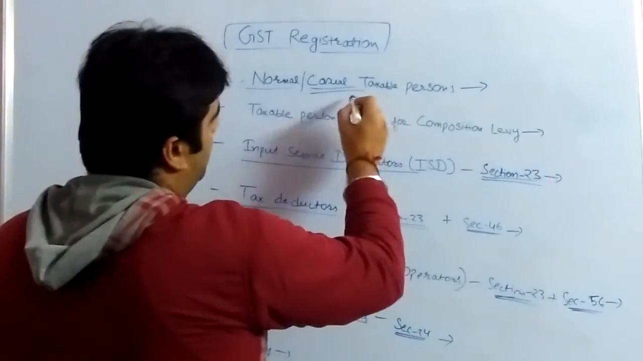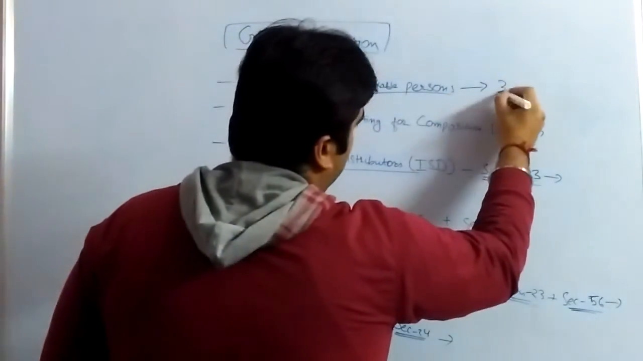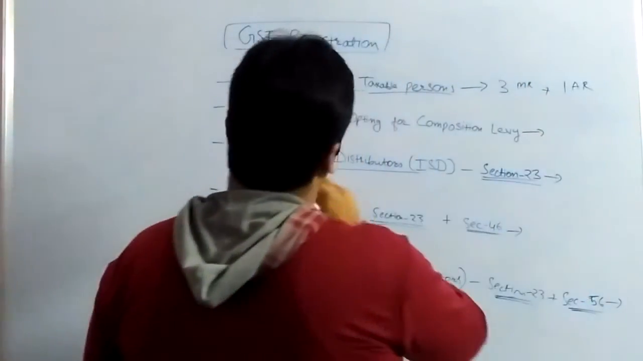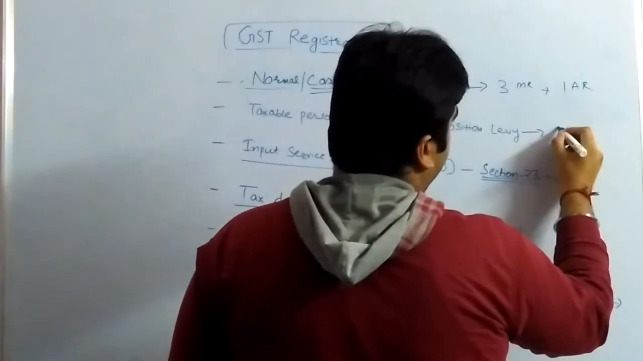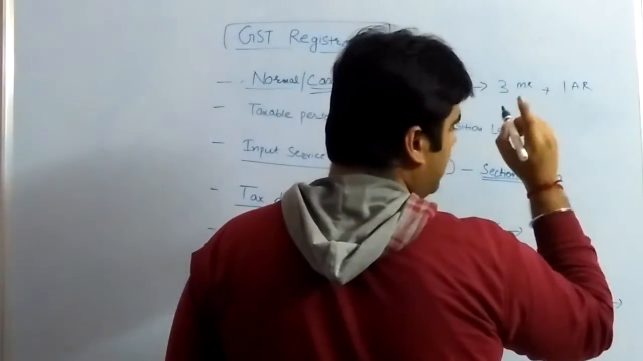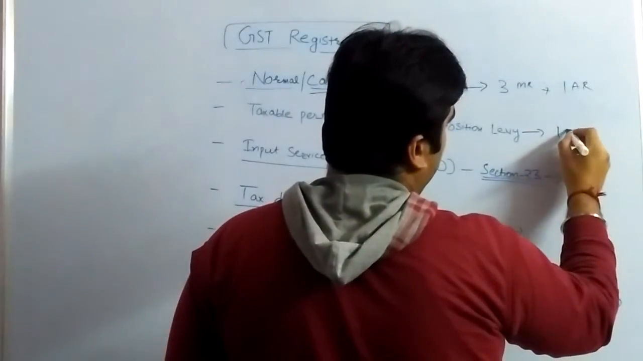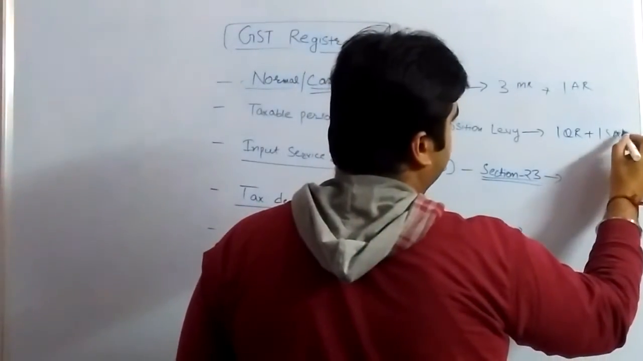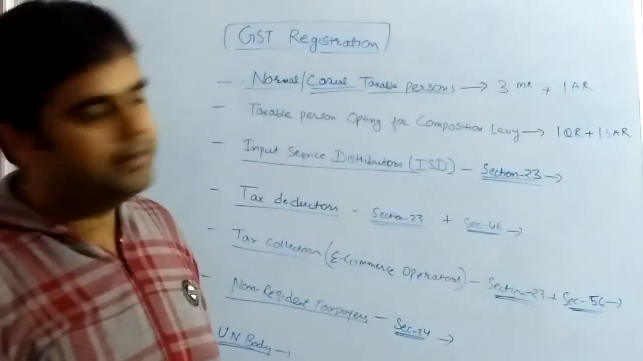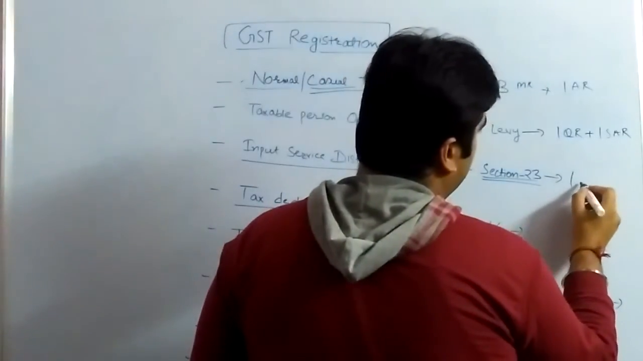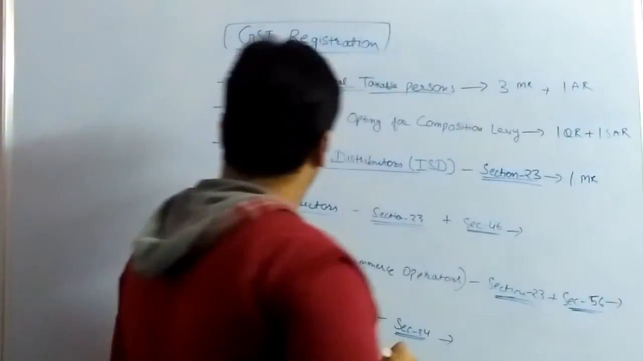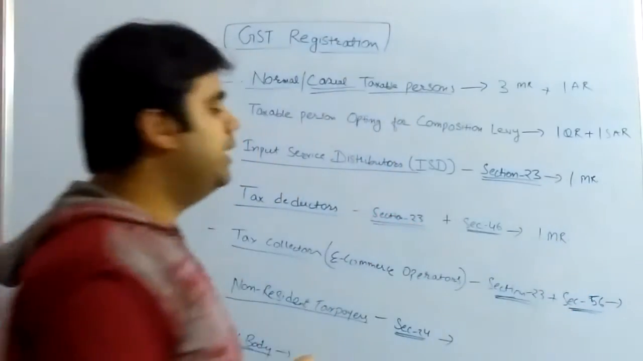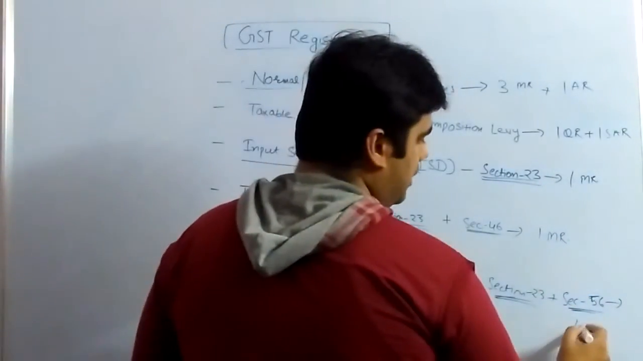So normal or casual taxable persons are required to file 3 monthly returns plus 1 annual return. Composition taxable persons are required to file 1 return per quarter, 1 quarterly return plus 1 simplified annual return. Input service distributors are required to file 1 monthly return. TDS, 1 monthly return. TCS, 1 monthly return.